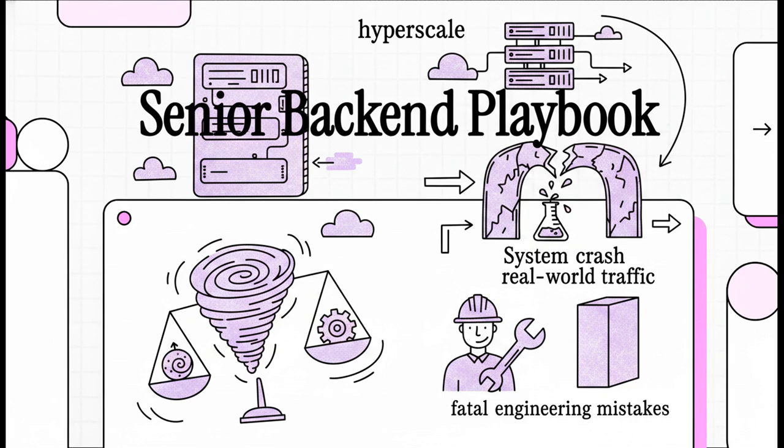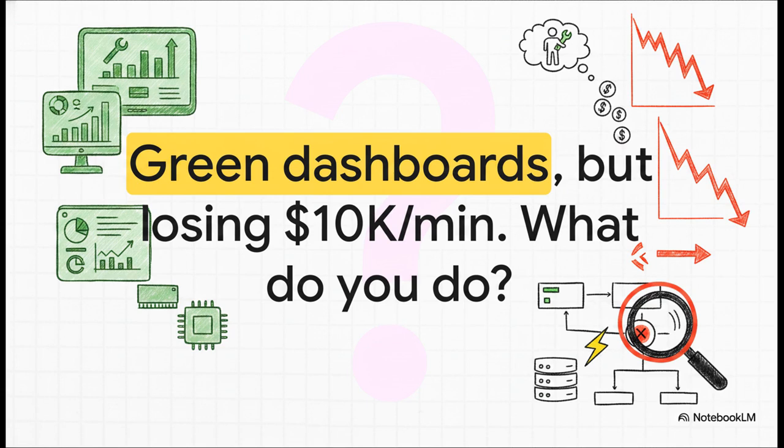We're going to distill the exact architectural strategies that separate junior builders from the senior engineers who actually operate at hyperscale. We'll be diving into the scalability trade-offs, those common but completely fatal engineering mistakes, and the practical, battle-tested backend strategies you need to actually survive in production. Okay, let's just dive straight into this total nightmare scenario.